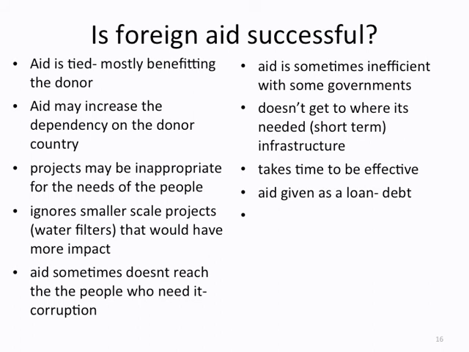Aid sometimes doesn't reach the people who need it due to corruption and the inability of governments to actually process food for the people. Aid is sometimes inefficient with some governments as well. Aid sometimes doesn't get to where it's needed in short-term aid because of infrastructure problems after natural disasters. And like we said, it does take time to be effective, and aid is often given as a loan, which can lead to the country being in debt over a large period of time.